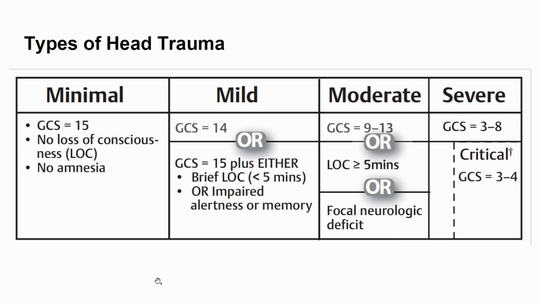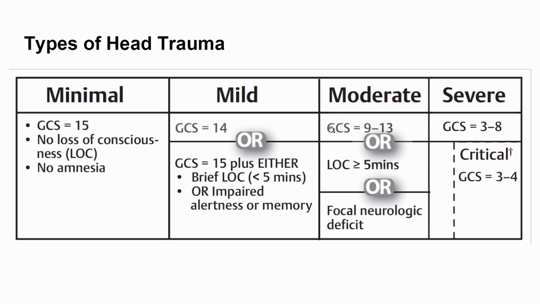Then we have the mild one. The GCS of the patient may be 14. So when you are talking to the patient in the ER, he may be confused. Or the GCS may be 15, but the patient had loss of consciousness, which is less than 5 minutes, or altered memory. So the patient may not remember all the things that happened during the incident.